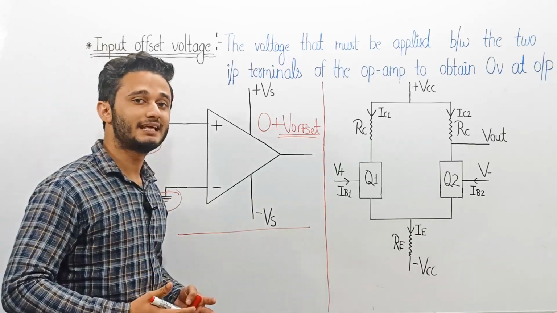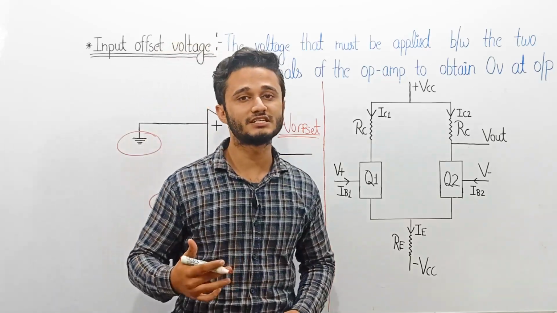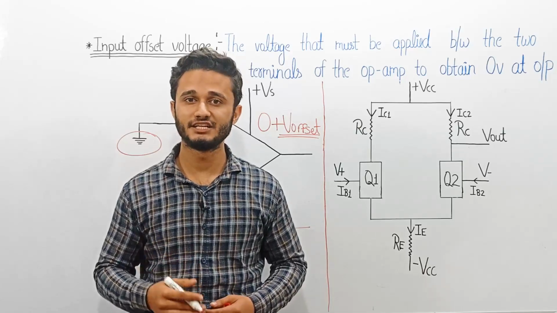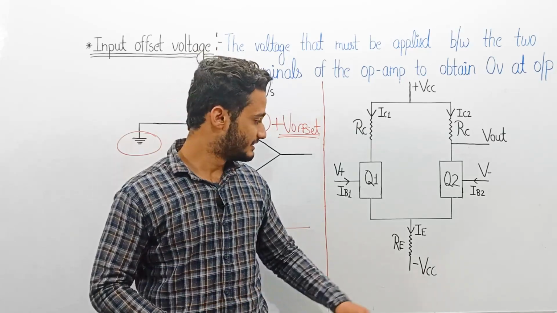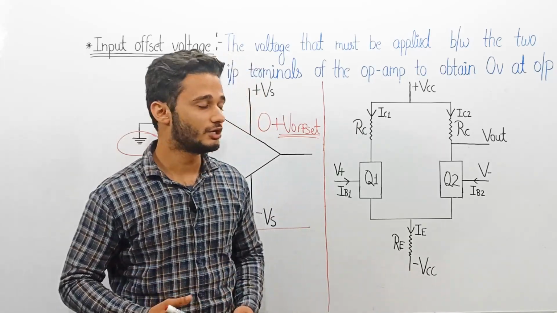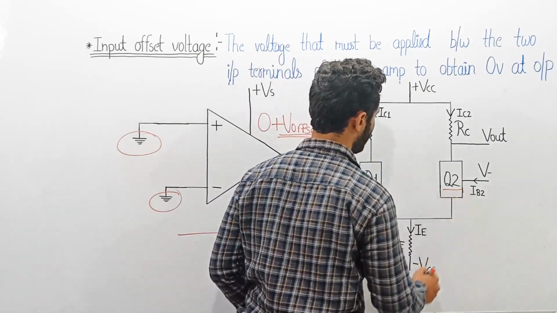The reason behind the existence of this offset voltage lies in the very first stage of op-amp. An op-amp is a three-stage amplifier. It has three stages. The very first stage is a differential amplifier. This is the circuit diagram of a differential amplifier. It consists of two identical transistors, Q1 and Q2.